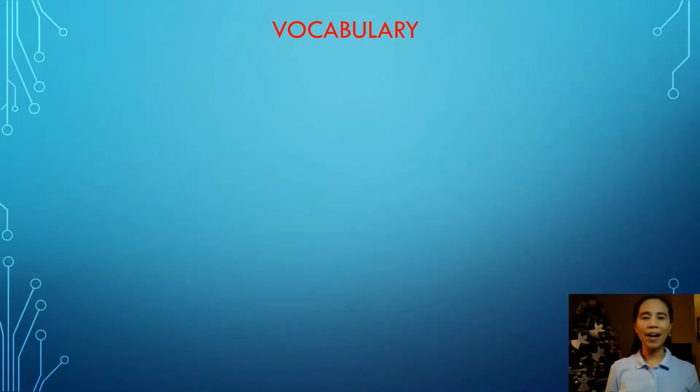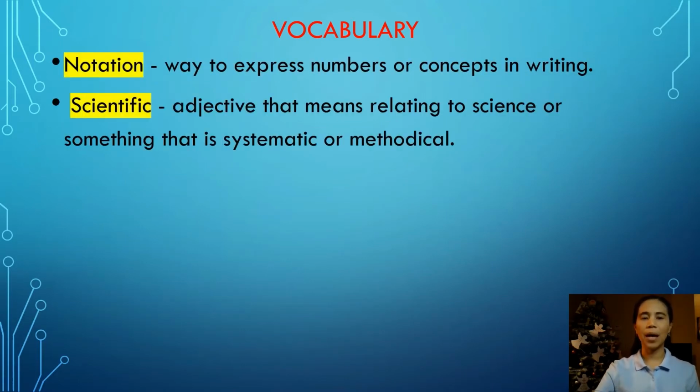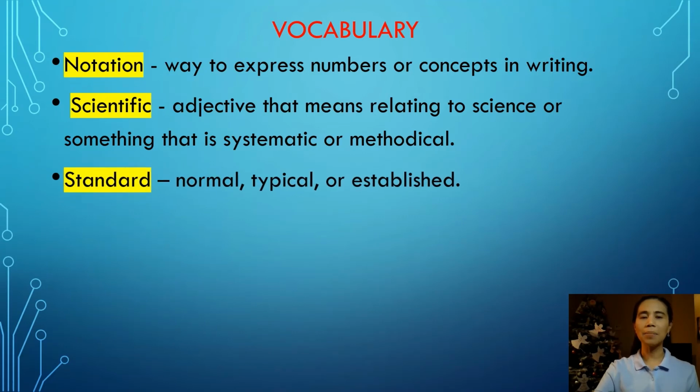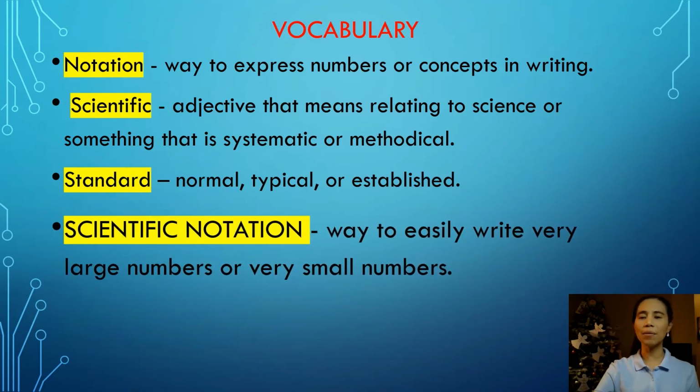First, let's familiarize ourselves with the following terms in connection with our lesson, which is scientific notation. Notation is a way to express numbers or concepts in writing. Scientific notation, on the other hand, is an adjective that means relating to science or something that is systematic or methodical. Standard means normal, typical, or established. And scientific notation is a way to easily write very large numbers or very small numbers.